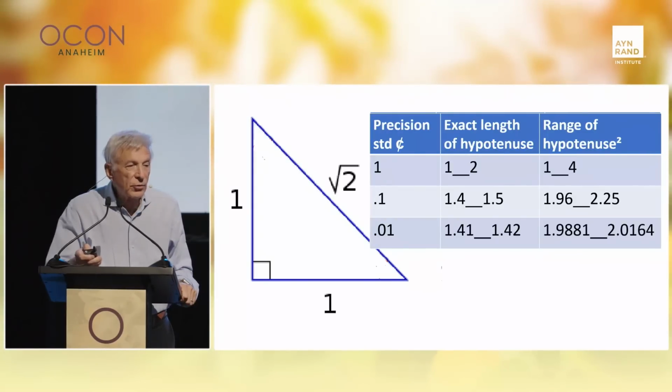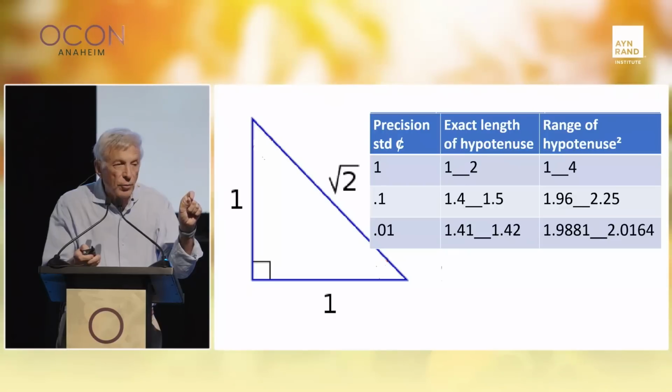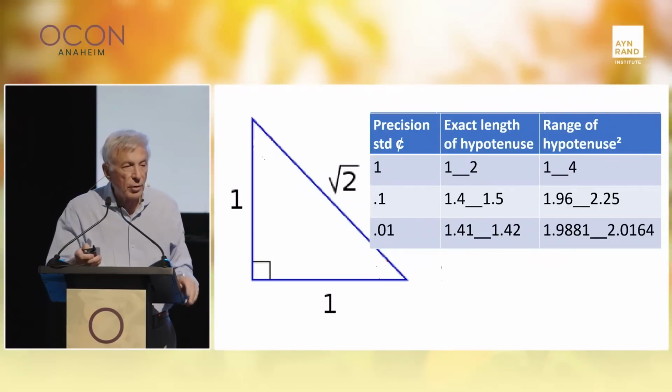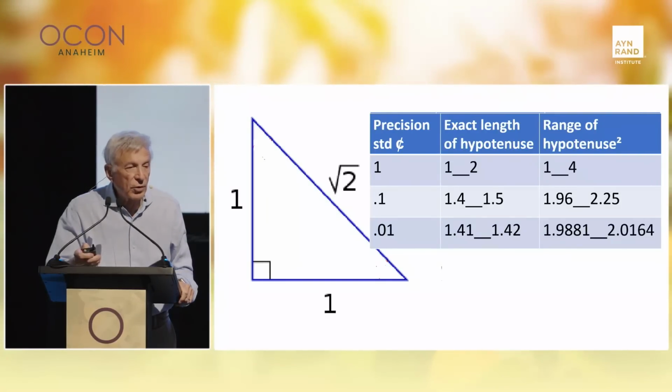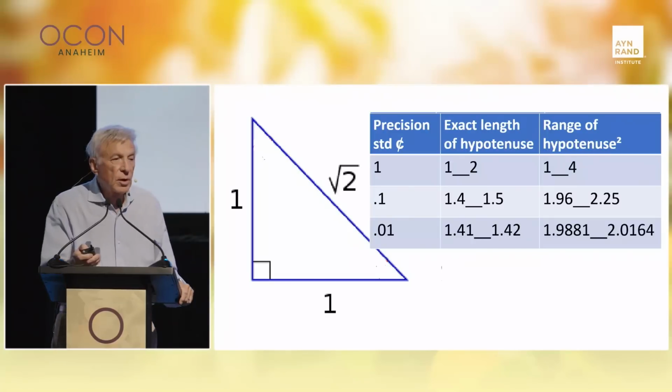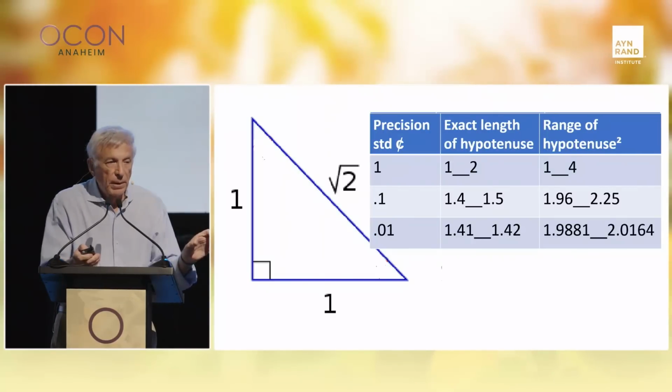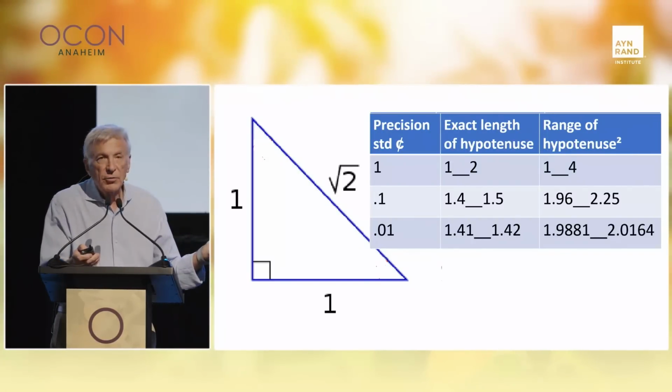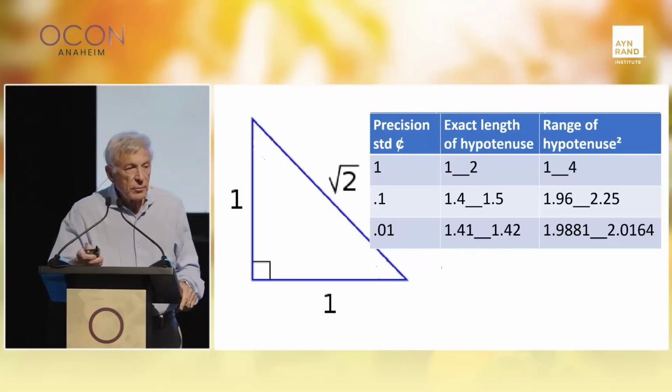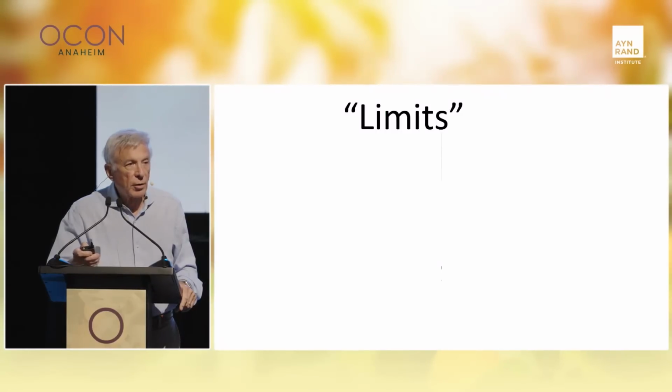And if you go one step more, you say the exact length by a higher standard, if we can measure to 0.01 of a unit, is 1.9881 to 2.0164. That's very close to 2. Now, it's not that that's better. You may only care that the hypotenuse is more than 1 and less than 2. It's not that the cruder ones are inferior.